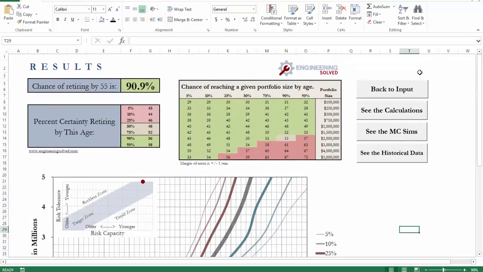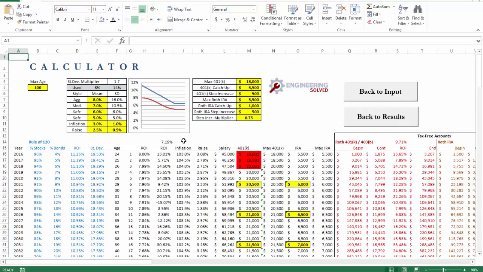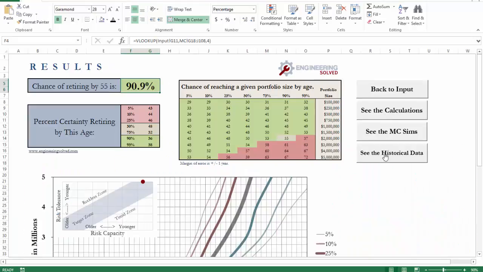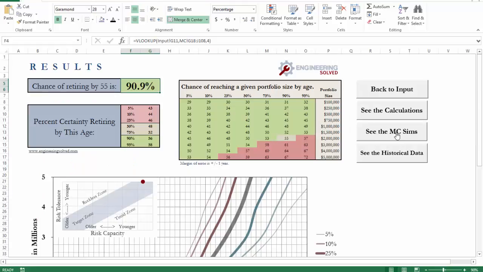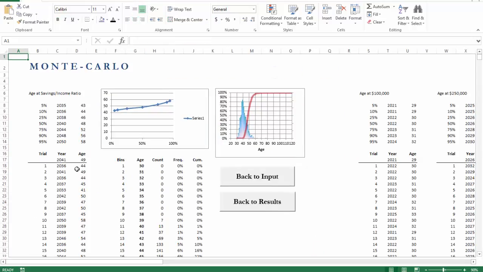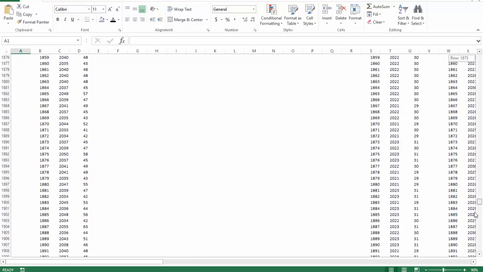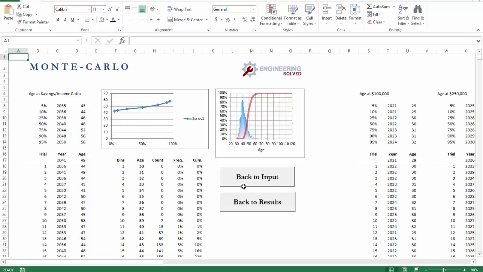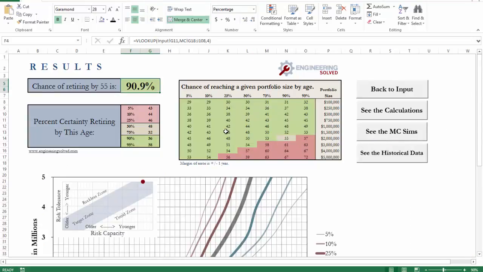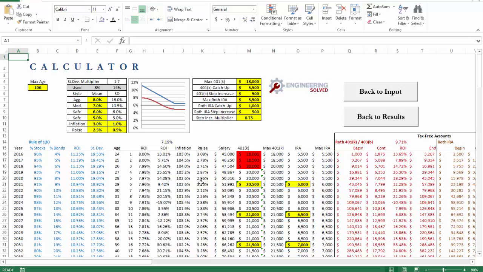And if you're interested, you can go and see the calculations on this sheet. So here we have the year, we have your age, we have historical data here for the market returns. And then we have the Monte Carlo simulation based on that. How many trials do we have? We have about 2,500 trials. And then it does a normal distribution to figure out all of these results in percentages. And then we can go see the calculations. That's just the raw calculations.